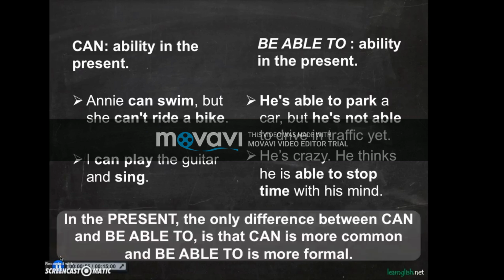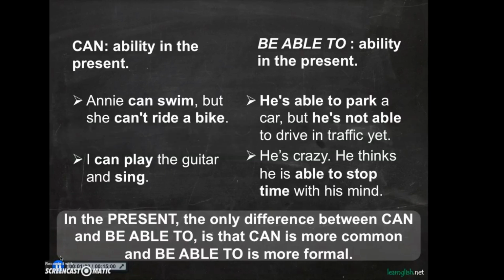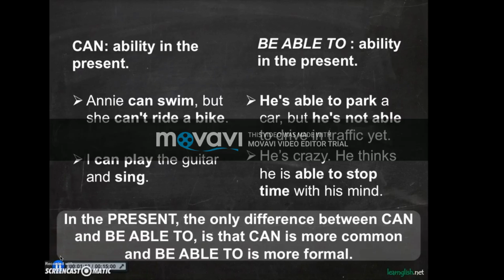So basically, can is used for more normal situations. It's a little bit more common. And be able to, it's preferred for more formal situations. So we can say that be able to is a bit more elegant or a little bit more serious or formal than can in the present.